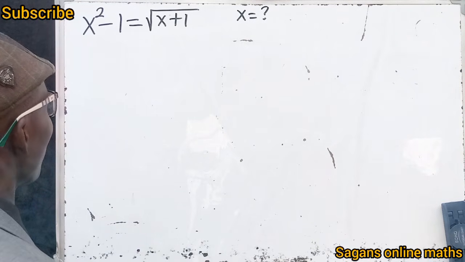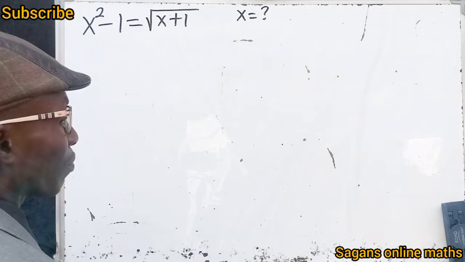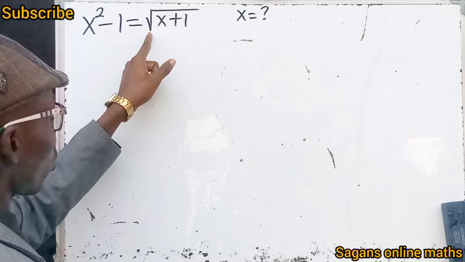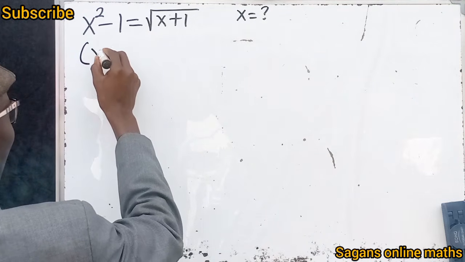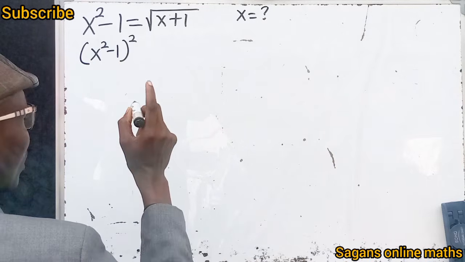Now what is our first step? Our first step is to square both sides. Why are we going to square both sides? We're going to square both sides so that I can remove this square root from here. Let's do that quickly. So I'm going to add this: (x^2 - 1), we square here because we are squaring both sides.